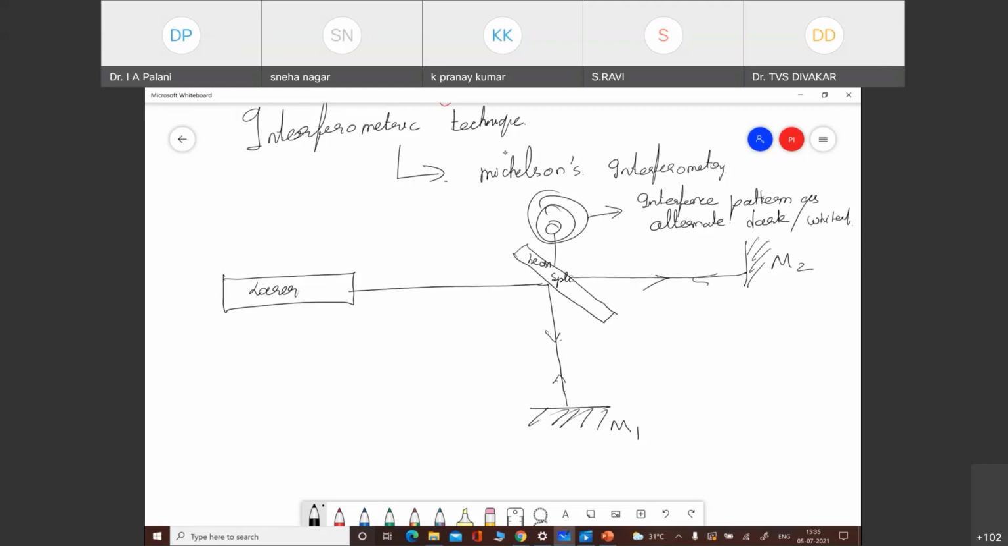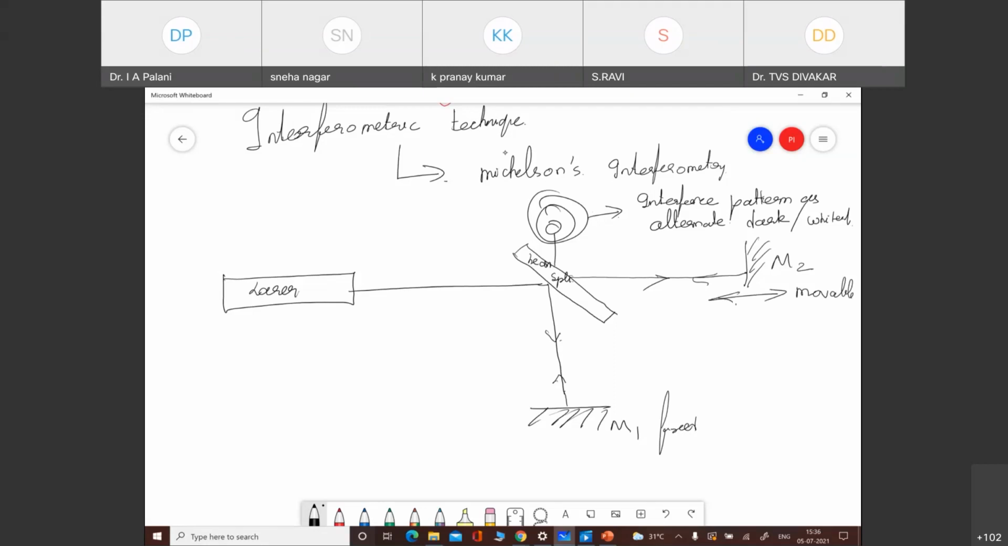For example, if I'm using a laser which is pinkish in color, you will have alternate pink and black fringes. In case I am using white light, which we call a white light interferometer, you have patches of white and black coming out of it. Now, I'm keeping this mirror M1 fixed, and mirror M2 movable. Movable in the sense I am moving this mirror back and forth.